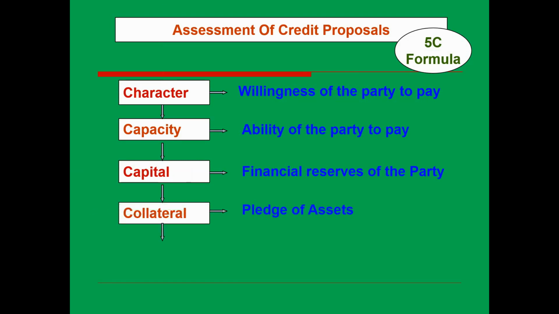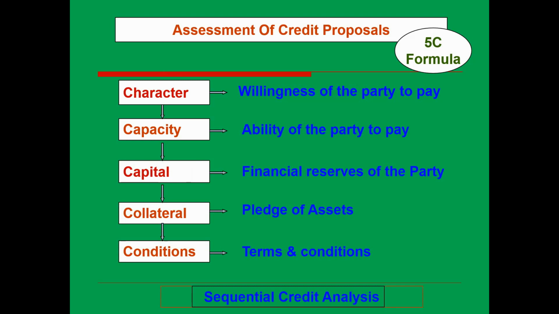This is called margin, capital. Collateral, we always take a collateral. We mortgage the assets, houses, shops, commercial, residential properties. We mortgage them to cover the loans in case the party defaults in making the payment of the loan also. Conditions, terms and conditions of the proposals. Is the borrower able to comply with all those terms and conditions?